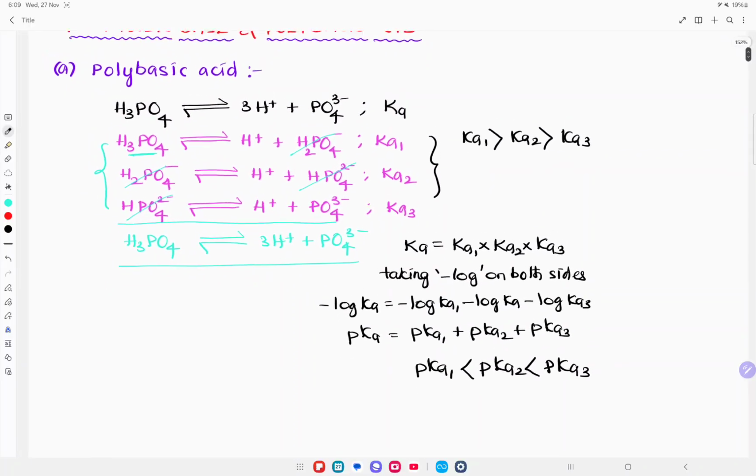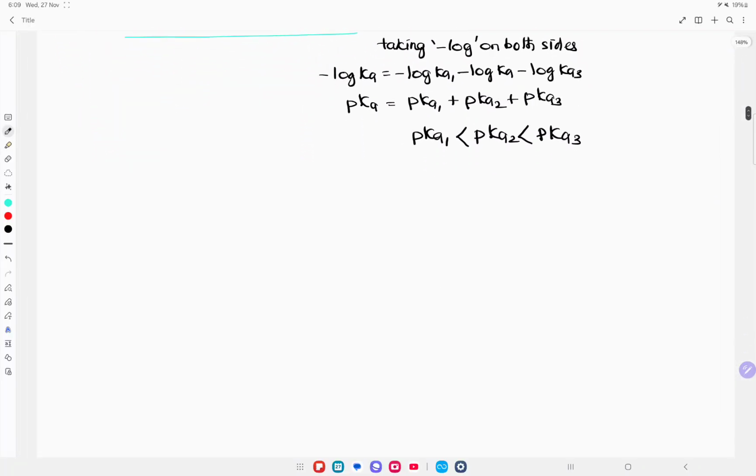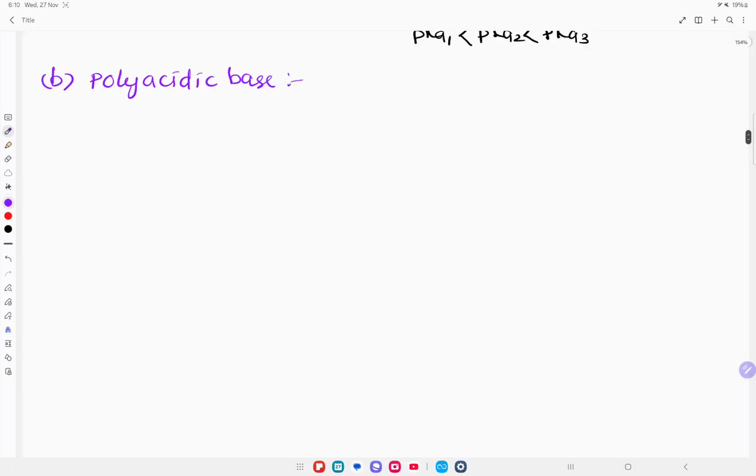Now if you take a polyacidic base, for example aluminum hydroxide. Aluminum hydroxide on dissociation gives Al3 plus ion and 3 OH minus ions. For this, the base dissociation constant is Kb. This dissociation takes place in 3 steps also.